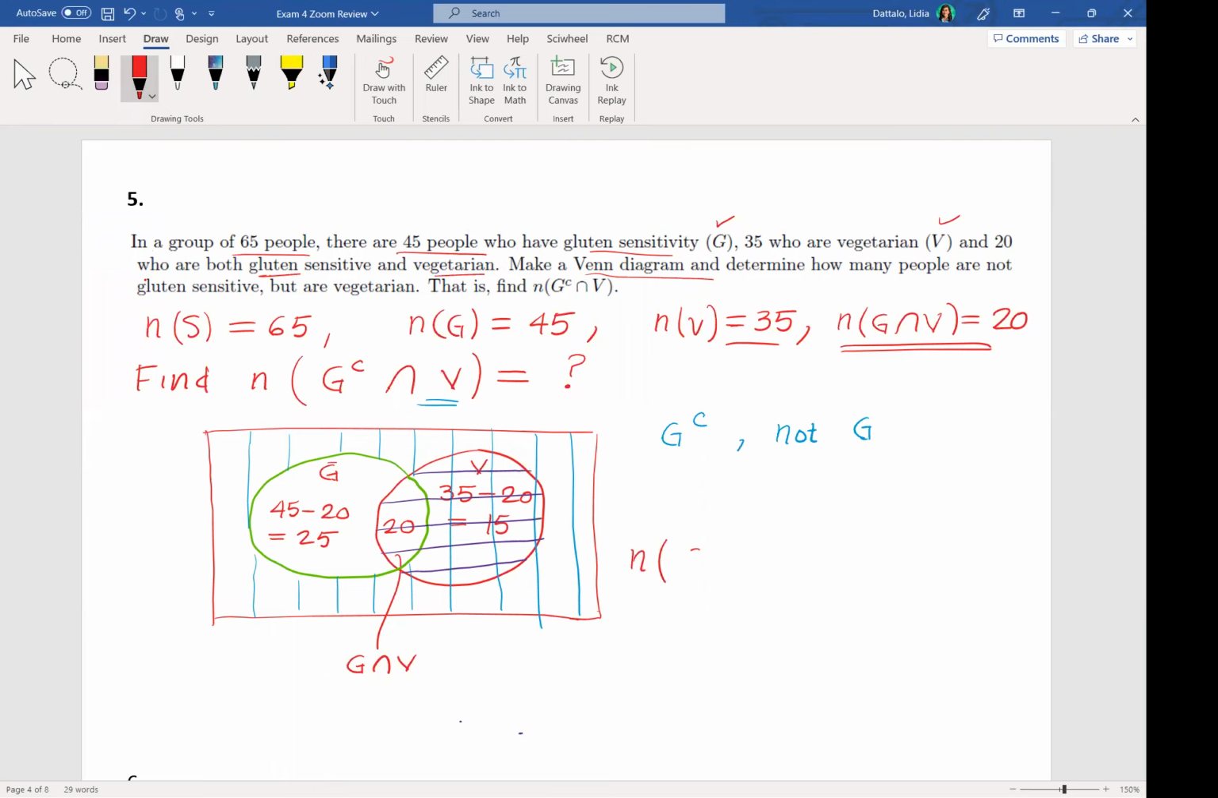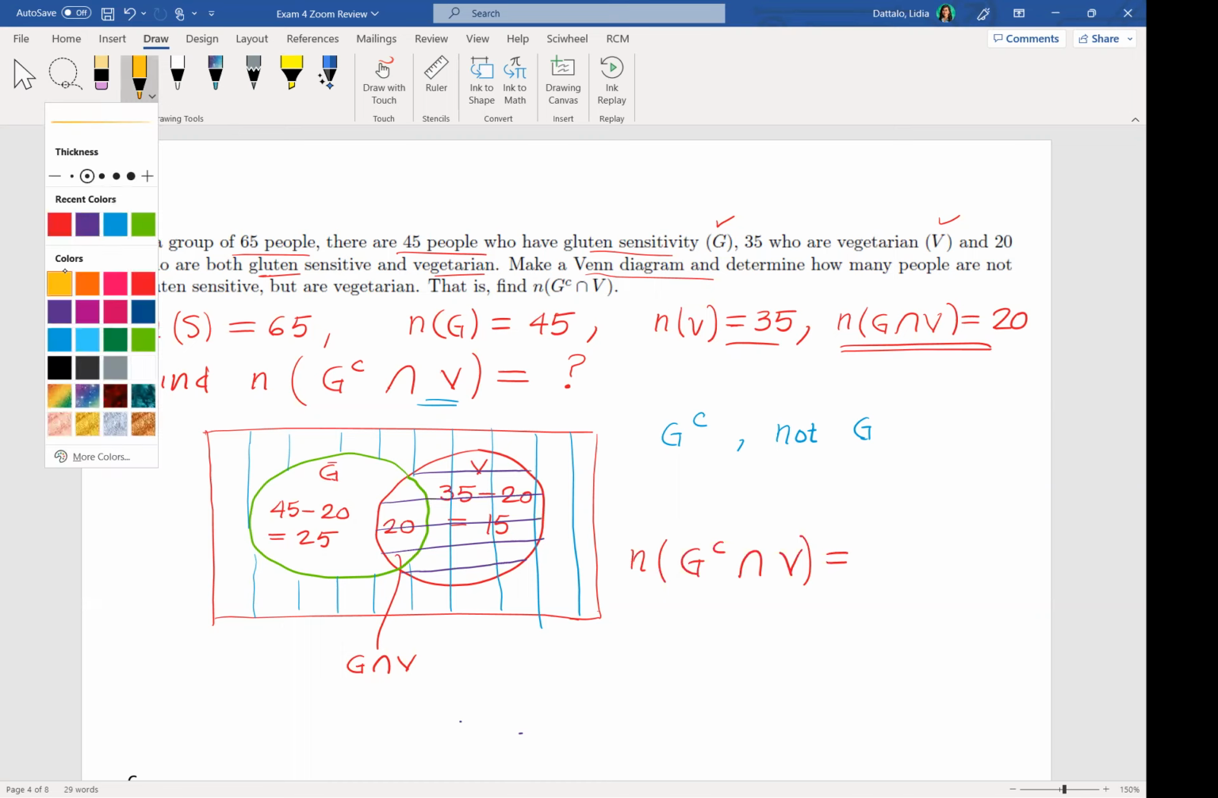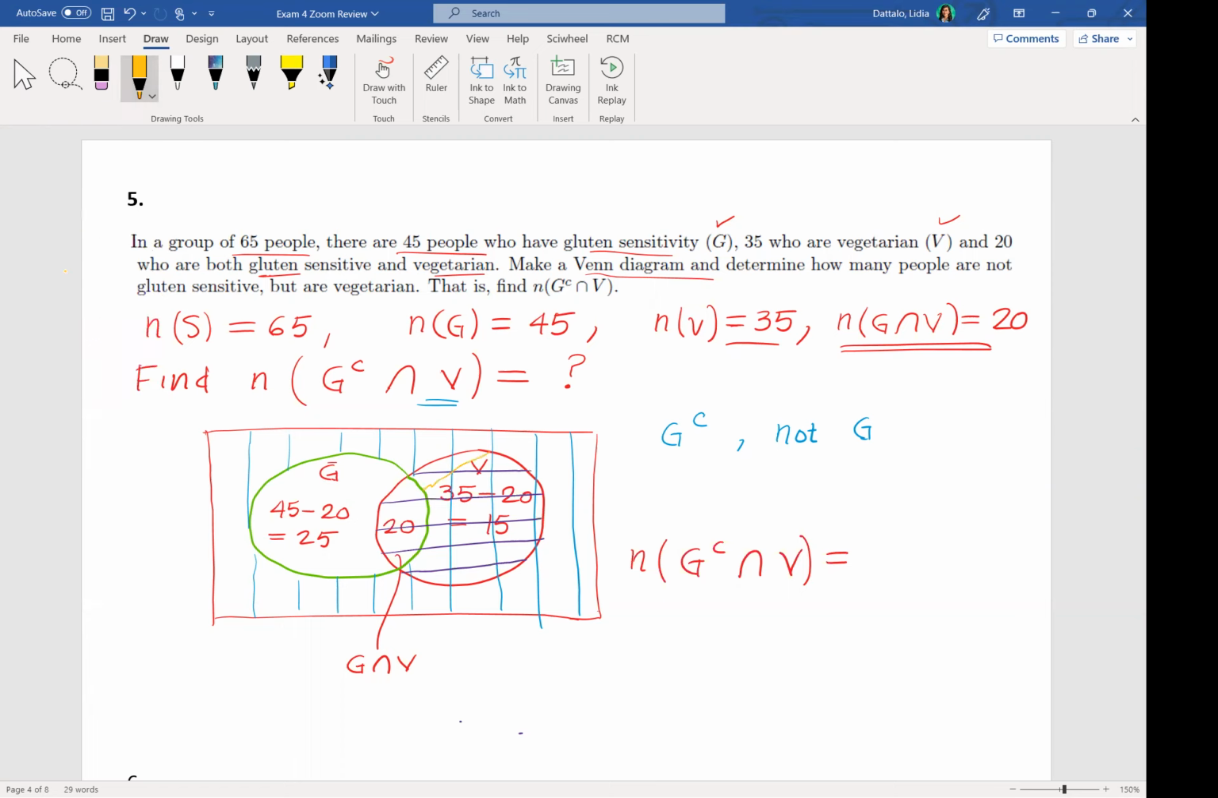The number of not G and V will simply be wherever you see crosshatch, the blue and the purple. The blue and the purple says this. Oh, it's all the yellow. Well, all the yellow is simply what? 35 minus 20, which is just 15. The yellow shading.